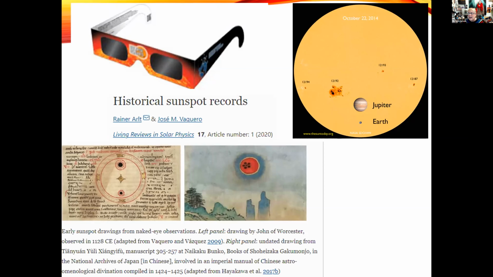And as I said, we have historical sunspot records going back pre-telescopic. Here we have a medieval manuscript which has sunspots, and we also have Chinese and other Asian cultures, and also pre-telescopic Maya records of sunspot activity.